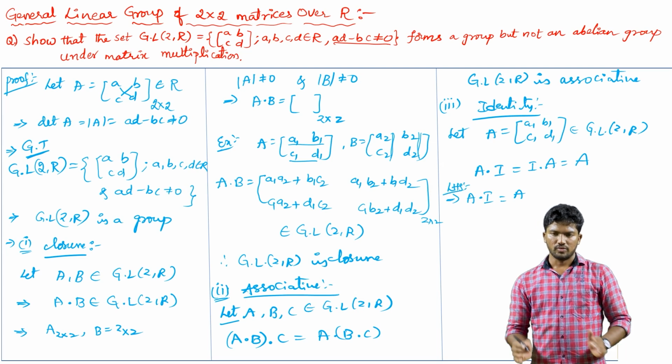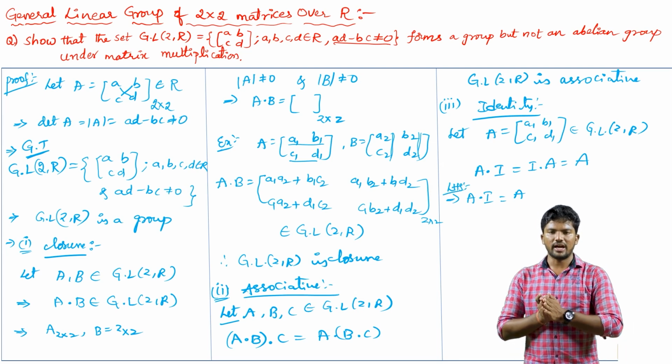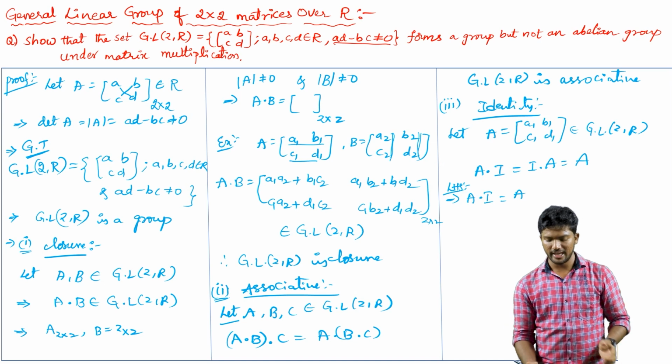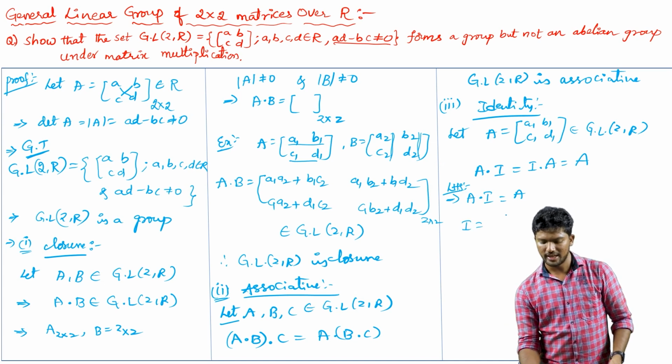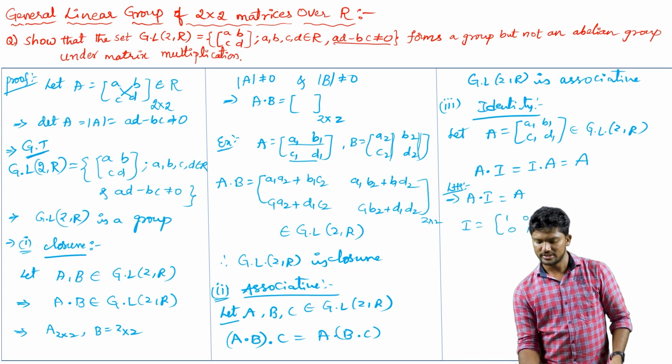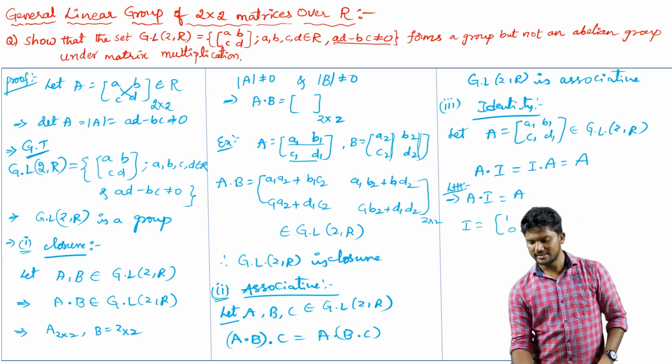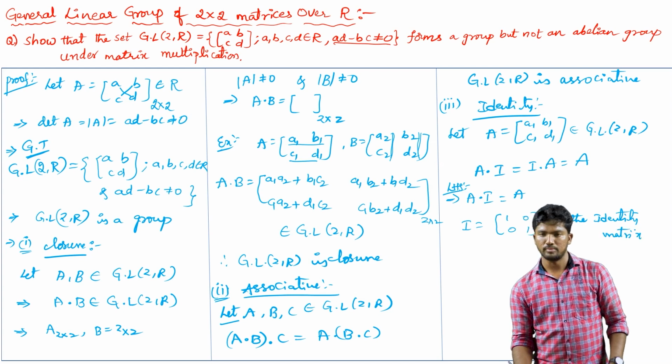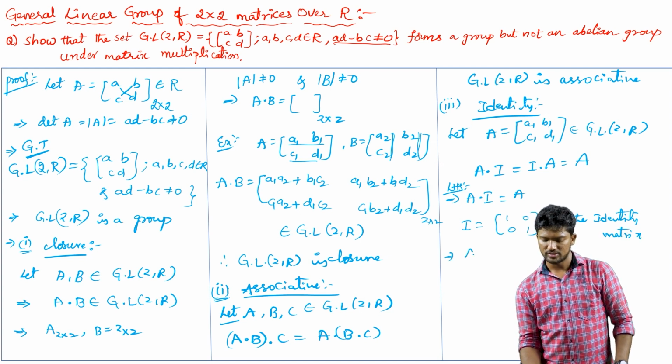So now what is that matrix? What is the value of that capital I? You can easily imagine that capital I is [[1,0],[0,1]], which is the identity matrix. You can also cross check by doing the process. So A into I is equal to, A is [[A1,B1],[C1,D1]], into I, [[1,0],[0,1]].